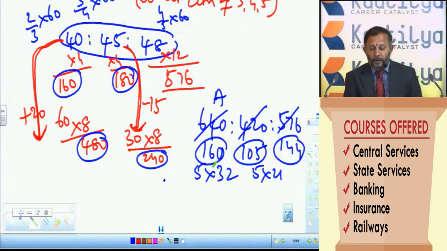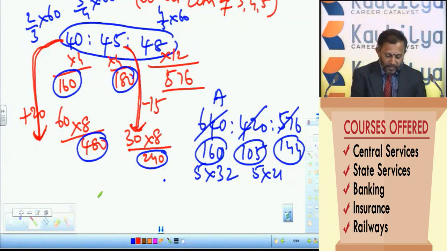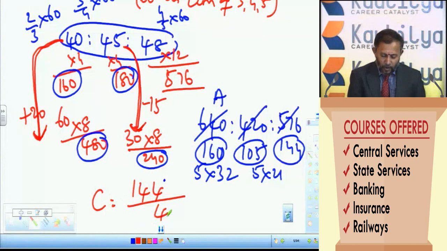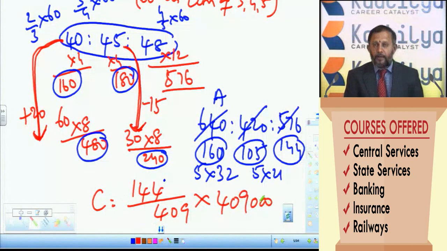So here the total parts: 160 plus 105, 265, 265 plus 144, 409. So the total value is 409, and out of which you are interested in the share of C, that is 144 out of 409 into the total amount, which is 4,09,000 as per the data.